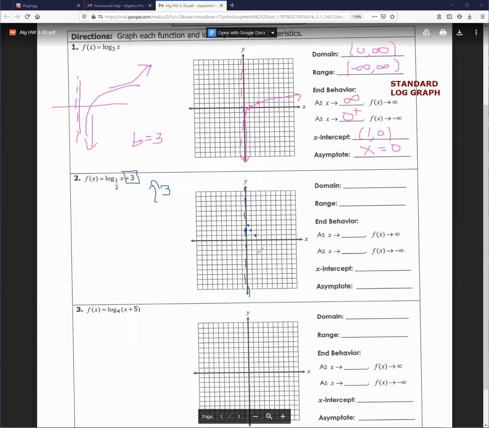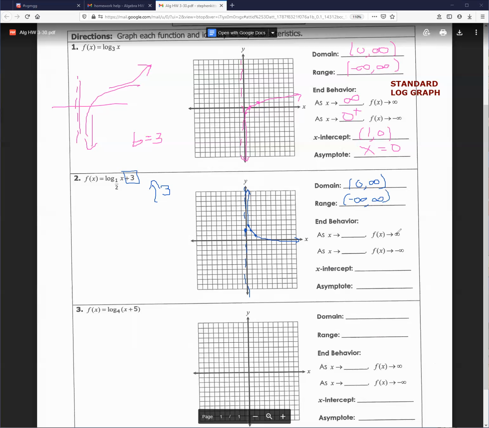That's kind of weird. I'm not used to doing log of a fraction. Very rare that we would do something like this. But now we will just connect up here and create the shape that we have. End up with something like this. So domain is still 0 to infinity. Range is still all real numbers.